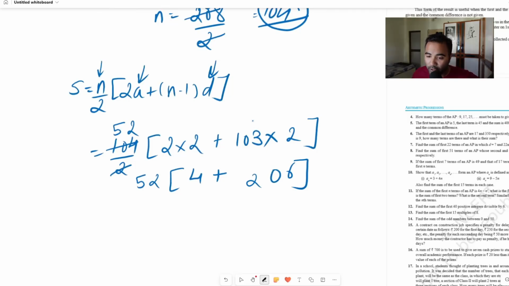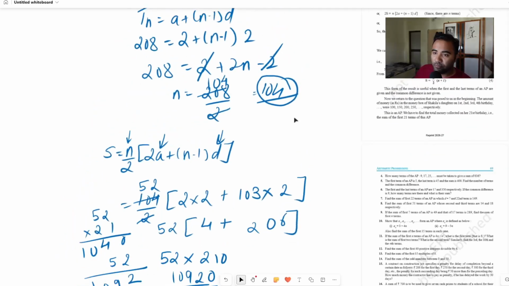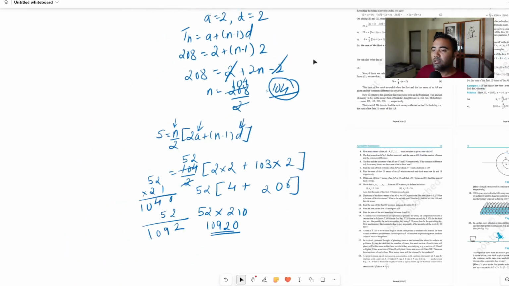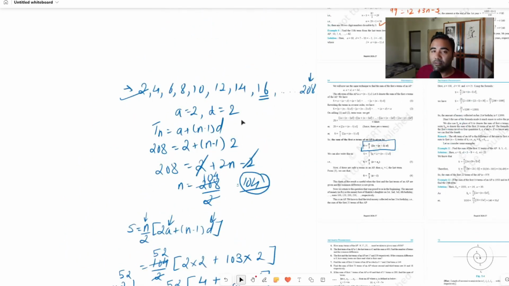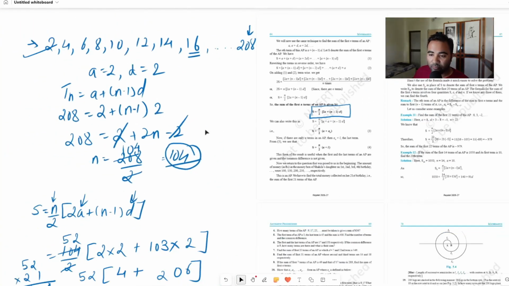So far so good. All right, 52 multiplied by 206 plus 4 is 210. Now simply multiply 52 by 210: 2 twos are 4, 5 twos are 10, 52, 2, 9, 10920. Okay, so this would be the total if you take this arithmetic progression. This is what this question or this formula teaches us.